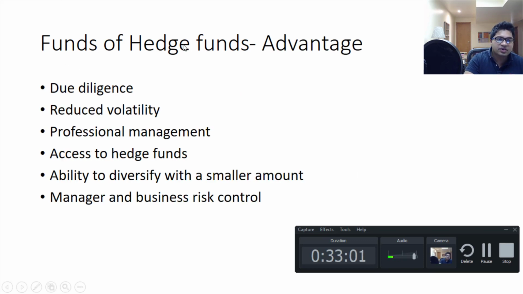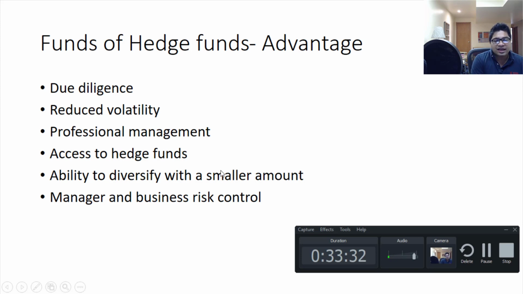Advantage of investing in funds of hedge funds: there is proper due diligence. It is difficult for a single person to do due diligence on hedge funds because there are fewer regulations and they are not very transparent. So the risk of due diligence is quite low if a qualified fund manager does it for you. Reduced volatility, they are less volatile than individual hedge funds. There is professional management, they have access to hedge funds.